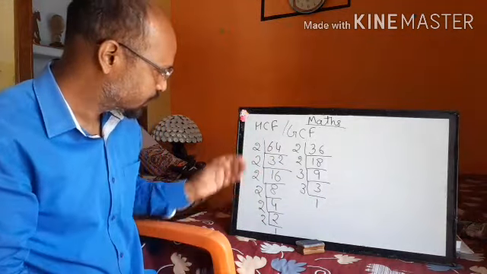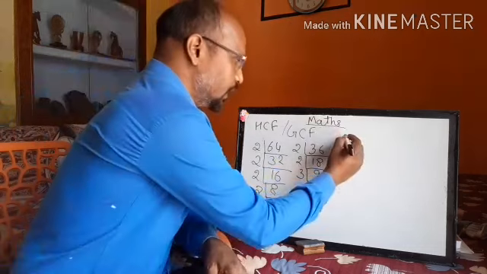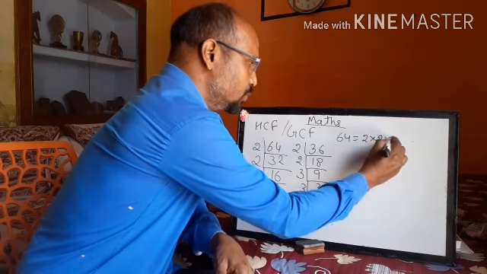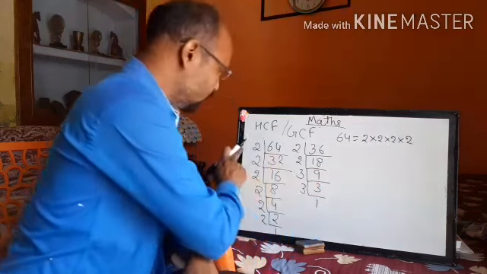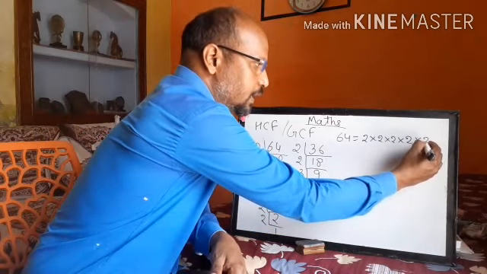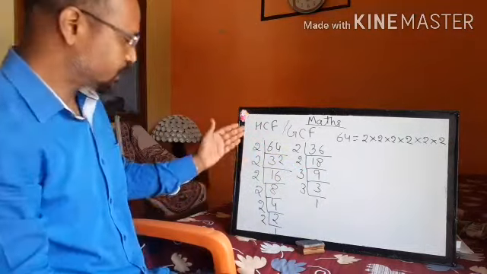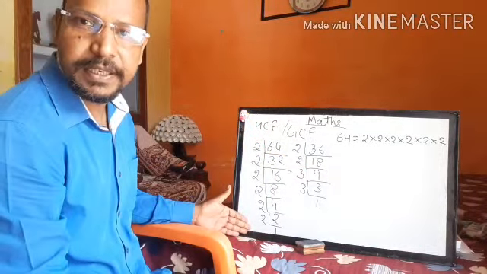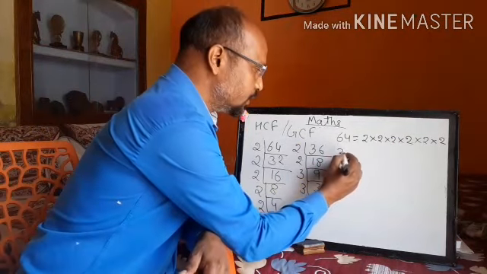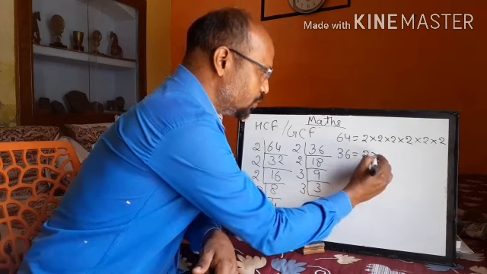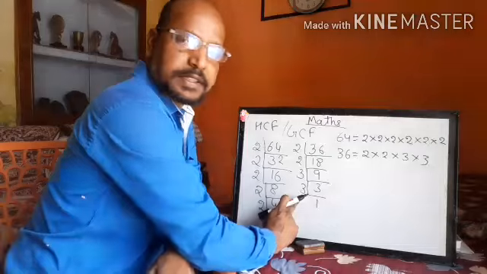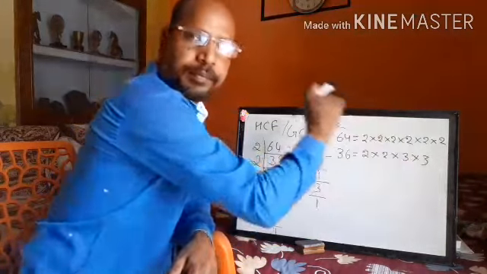Now I'm going to write these down like this. 64 can be written as 2 into 2 into 2 into 2 into 2 into 2, six 2s in all. The divisors we get, as many times as they appear, we write them multiplied together. Similarly, 36 is 2 into 2 into 3 into 3. Write down these divisors in multiplication form.